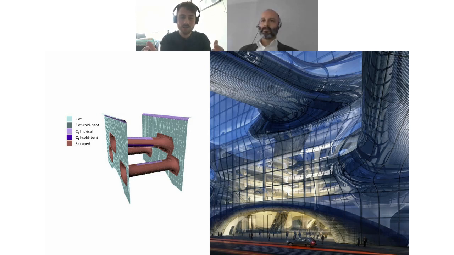If not, can it be temper bent into a cylinder, like I showed, or cylindrically temper bent and then pushed into a frame? And if none of those work, then the last option is slumped, which is the most restrictive in terms of coatings, but the most geometrically free.